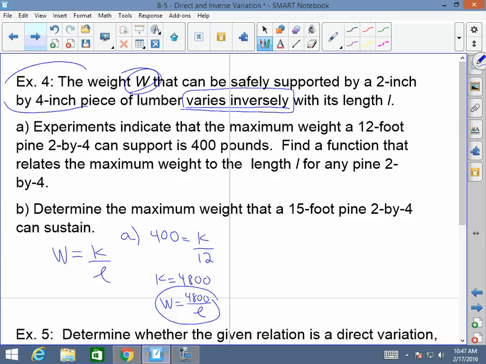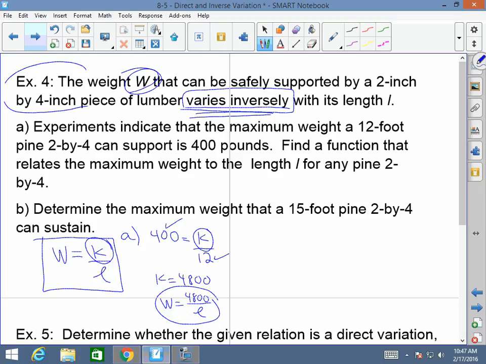You set up the function, W equals K over L, because it varies inversely. Then I plugged in my W and my L to find my K. Once I have my K, don't I plug the K into this function that I started with, guys? Hello, guys, talk to me, please.